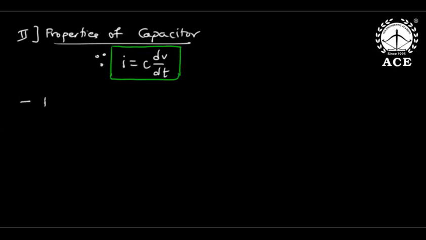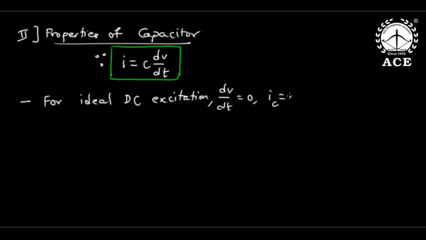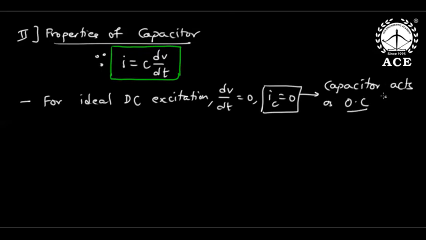Now I can write the first point. For ideal DC excitation, dV by dt is 0, so the current through the capacitor is also 0. So I can say the capacitor acts as an open circuit for ideal DC in steady state.